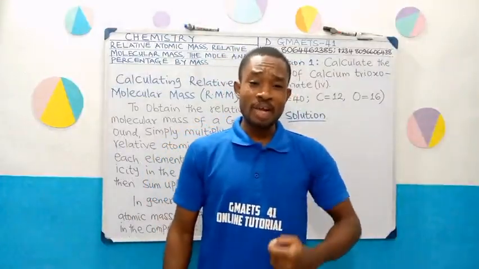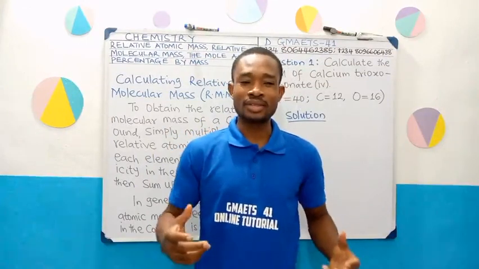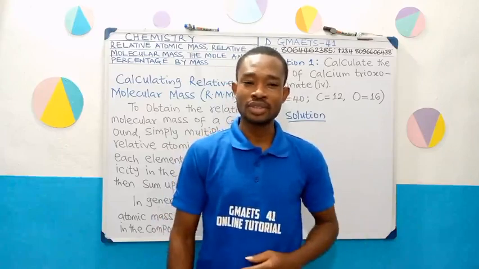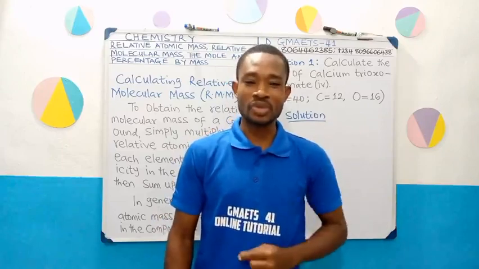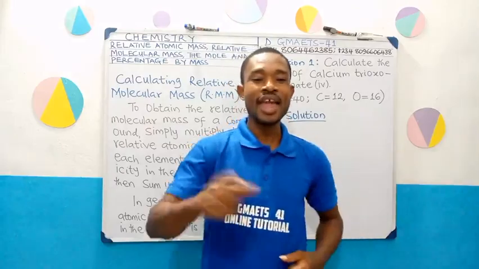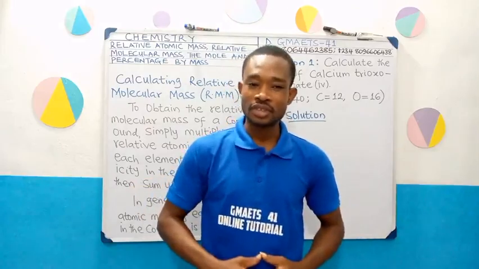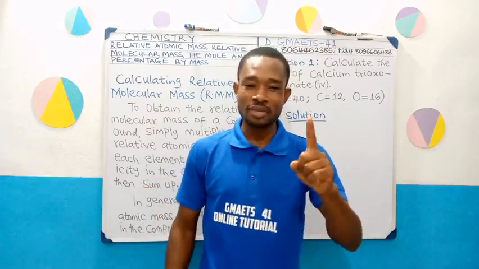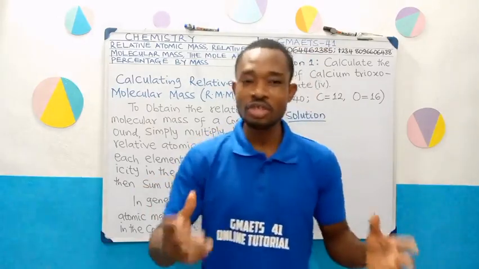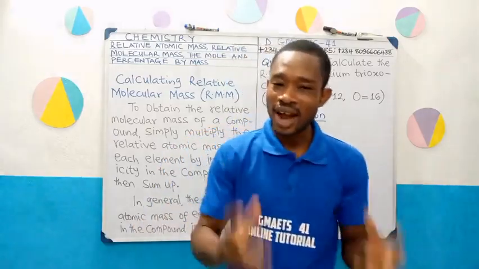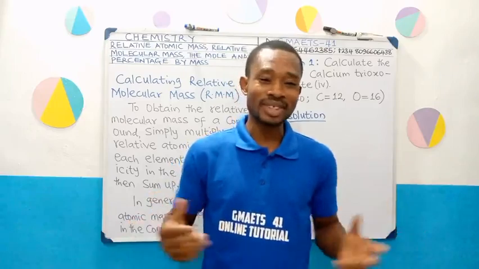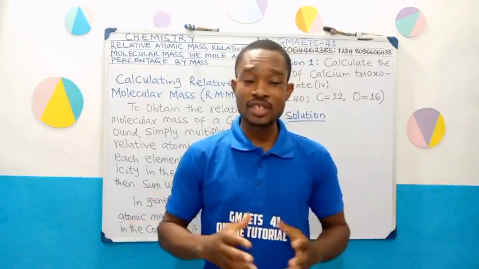If I give you a compound and ask you to calculate the relative molecular mass of that compound, that is the number of times the average mass of one molecule of that compound is heavier than 1/12 the mass of one atom of carbon-12, what would you do? How do you calculate the relative molecular mass of that compound? So that is what I'll be talking about in this video.